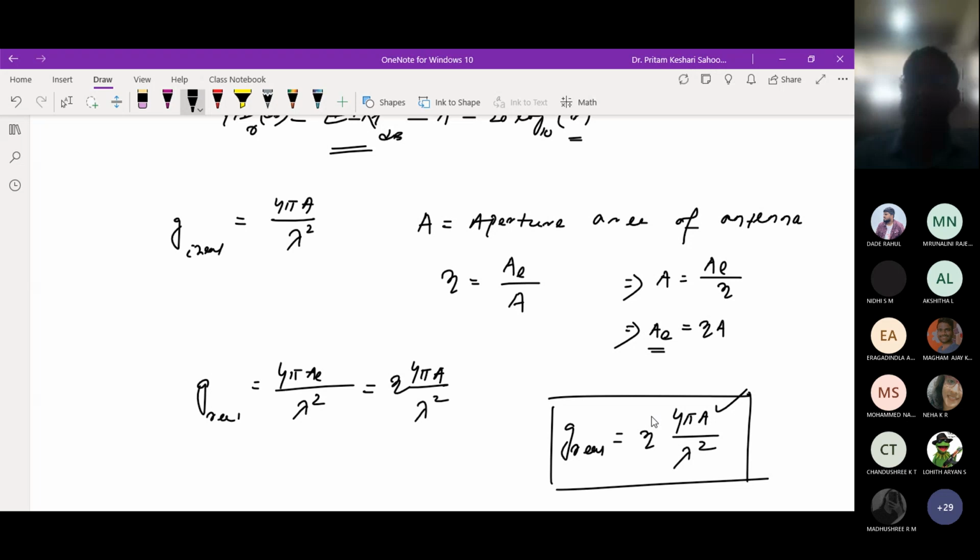So that implies the gain of the antenna is inversely proportional to the square of the wavelength. Because lambda is equal to c by f, the gain will be directly proportional to the square of the frequency. If I'm transmitting a signal at a very high frequency, then the gain of the antenna will be higher.